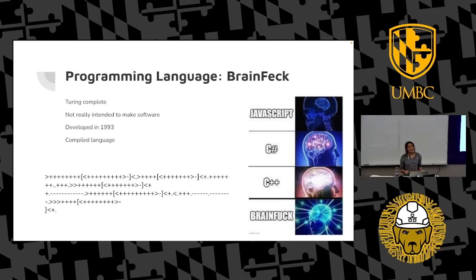But yeah, it's Turing complete, which I didn't know. I didn't need to know that it was Turing complete, but it explains a lot. And it wasn't really intended to make software. It was more so just sort of like, haha, look at this fun language that would be really hard to use outside of just being fun. It is a compiled language, and it was developed, I think, originally in 1993.